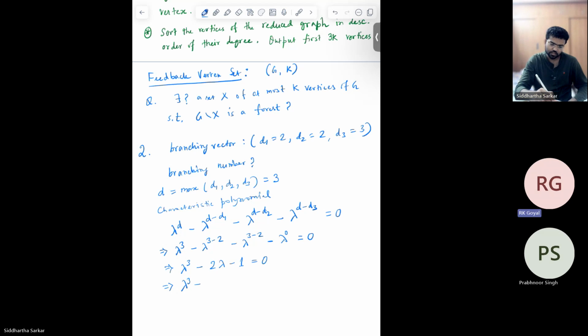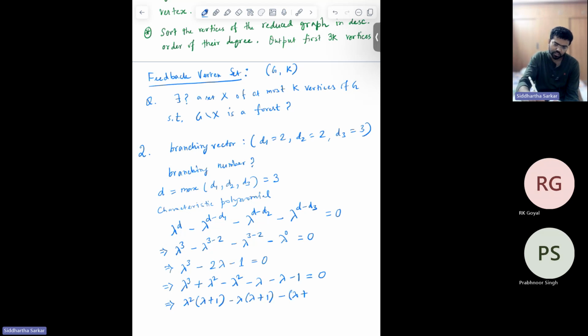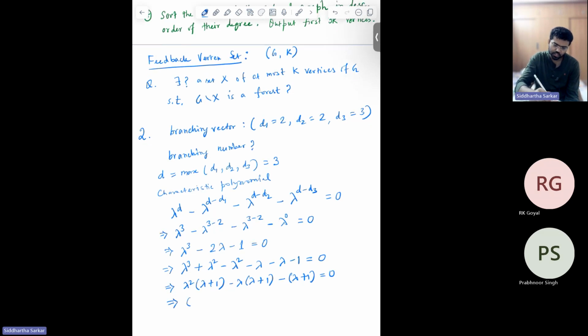So let us try to factor out lambda plus 1. So plus lambda squared minus lambda squared minus lambda minus lambda minus 1. We factor out lambda plus 1. Take lambda squared common, so we have lambda plus 1. Again take minus lambda common, we have lambda plus 1. And take minus 1 common, then we have lambda plus 1. So we have lambda plus 1 times a quadratic term.